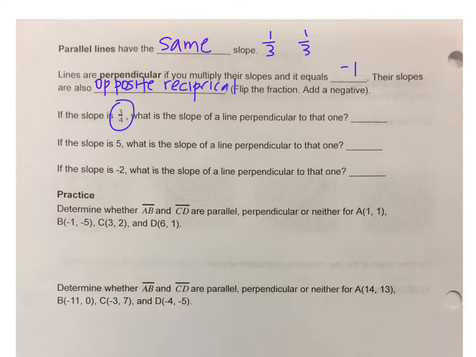If our slope is 3/4, flip the fraction, add a negative. If our slope is 5, make it into a fraction. I'm going to flip it and add a negative. This one is already a negative, so I'm going to flip it and I'm going to leave it positive. Opposite reciprocal. I can't say the word. Okay.